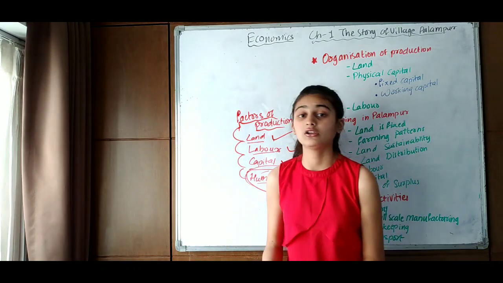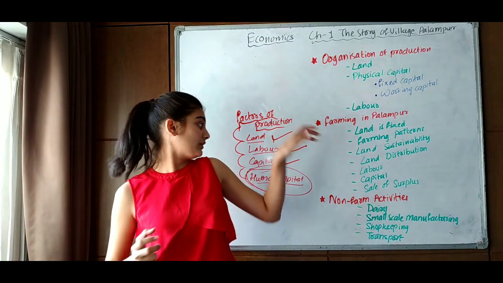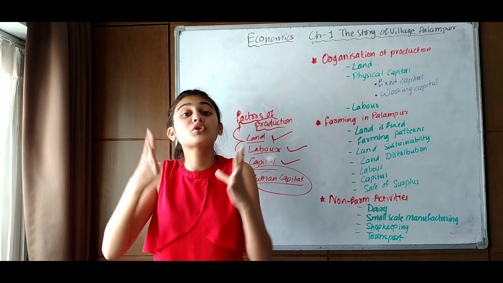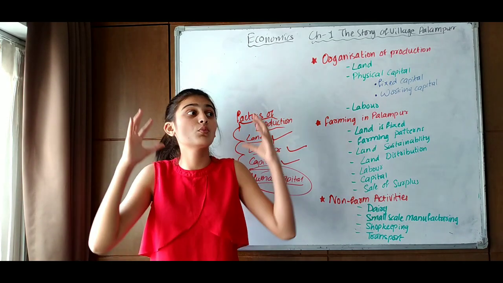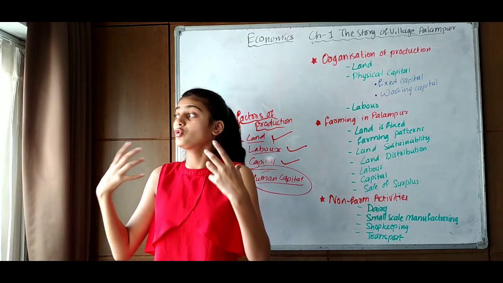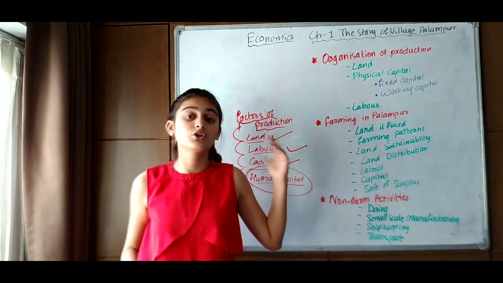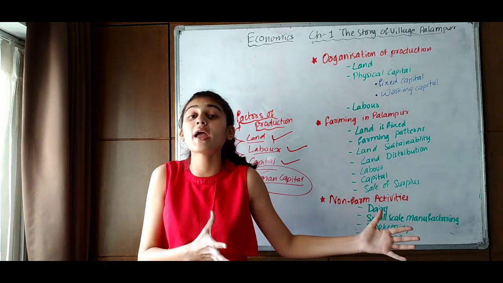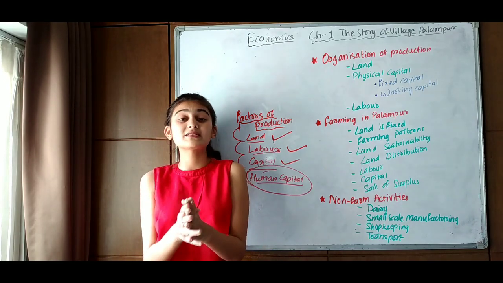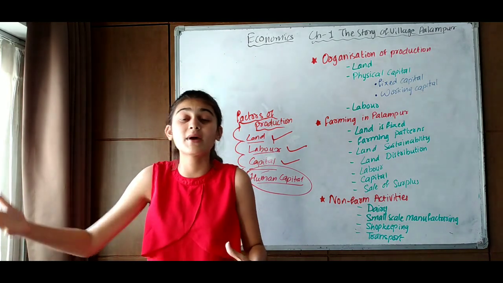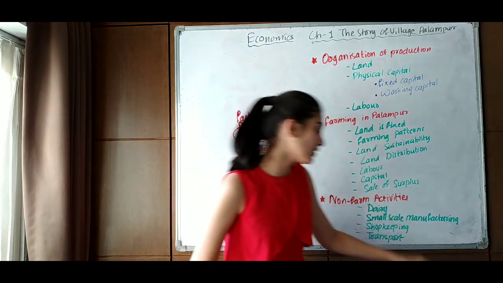Now what is human capital? The knowledge, enterprise, and skill that we have, which can put land, labor, and capital together to carry out some production activity, is known as human capital. So human capital is the most important capital. If one has knowledge and skill, then one can put together land, labor, and capital, which alone cannot carry out any production activity. If only human capital is present, then it can sustain itself by doing any work, as it has knowledge, skill, and enterprise. Then comes farming in Palampur.